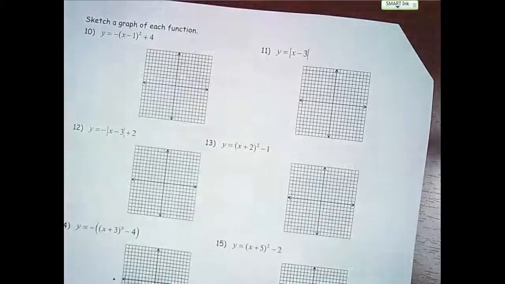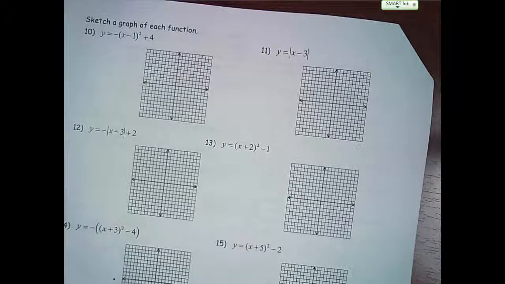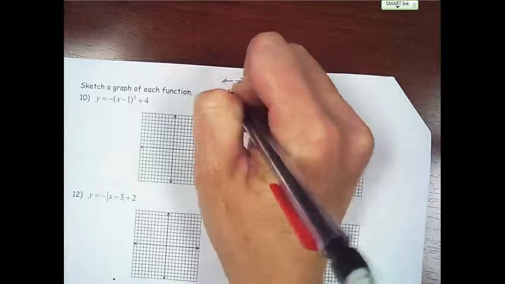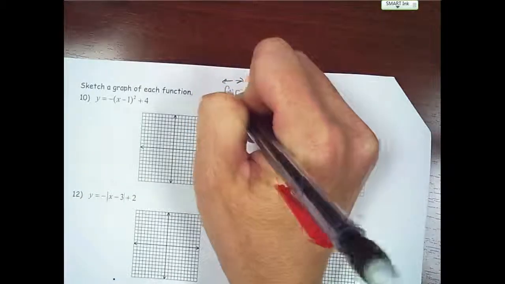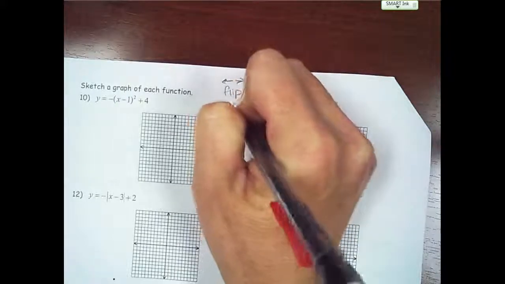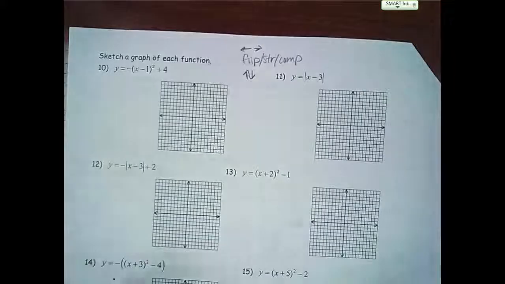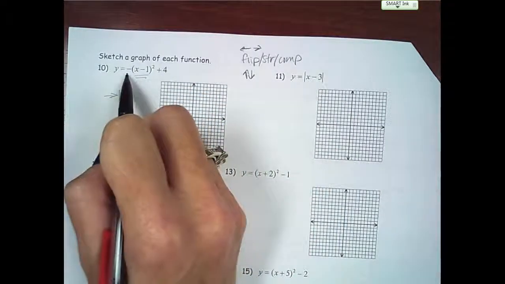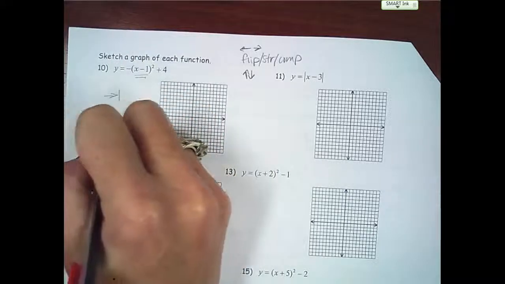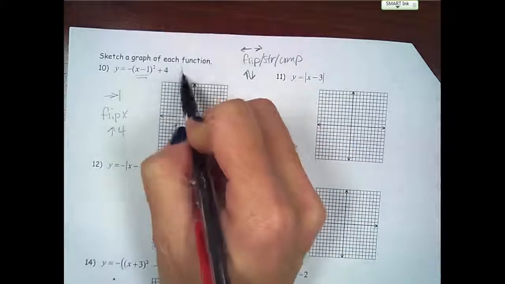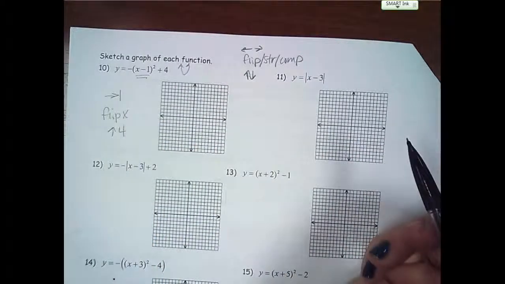This says sketch the graph of each function. Correct? So let's go ahead and do what it tells us to do. Remember our order. We're going to do left and right. Then we do any flips, stretches, or compressions. And then we go up and down. Okay. With x, so you're going to go right 1, flip over the x-axis. That negative is a flip. And then up 4. Okay, this is a parabola. So let's go ahead and take care of that.